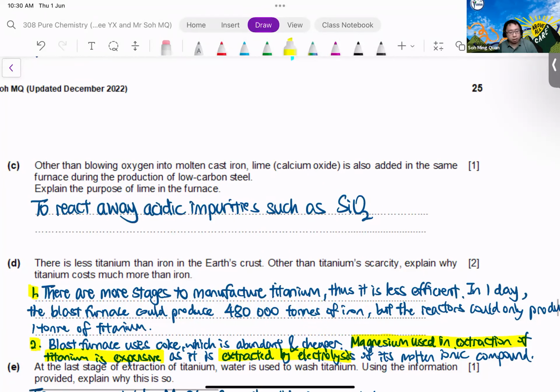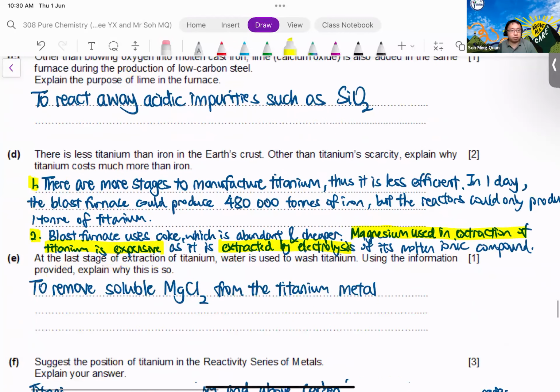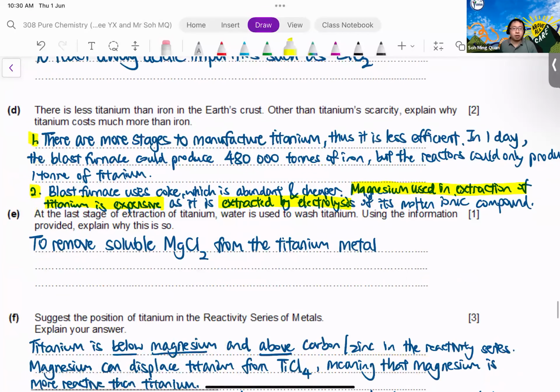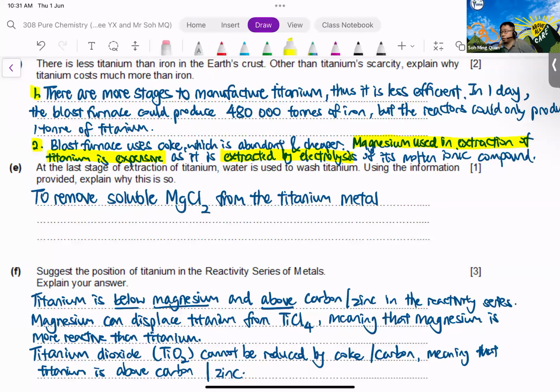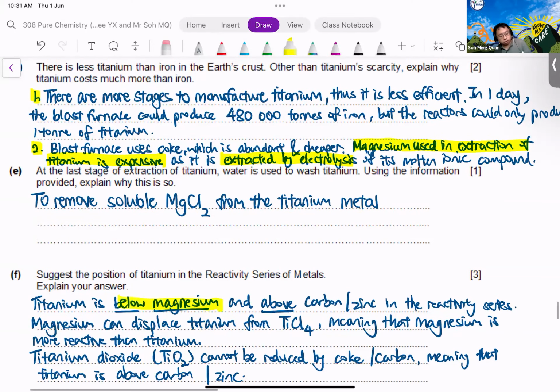Okay. Now, part E, I think is quite straightforward. Let's go straight to part F also. Now, suggest the position of titanium in the reactivity series of metals. Please don't just say that titanium is above carbon. You need to be specific. You know it's above carbon because it cannot be reduced by coke. However, you also need to know that it's below magnesium because magnesium is able to displace titanium from TiCl4. So you need to have both in order to get the full credit. That's why it's 3 marks.